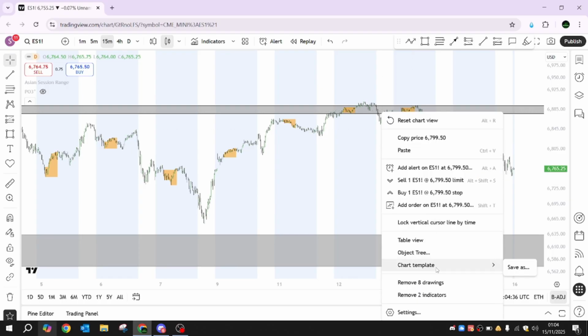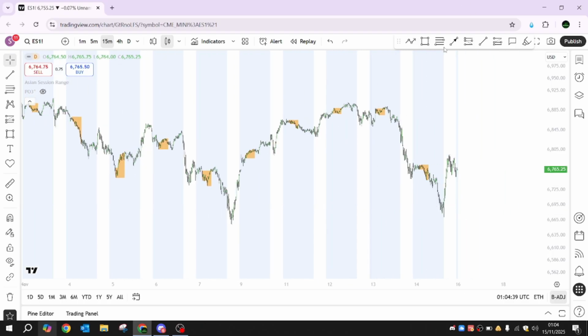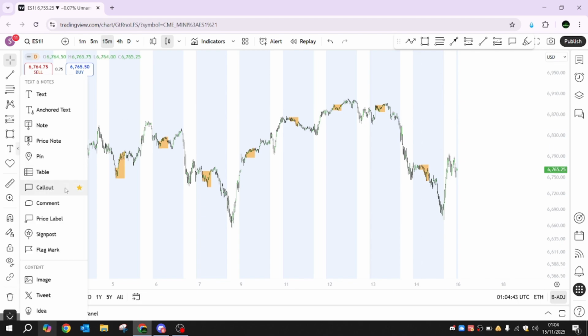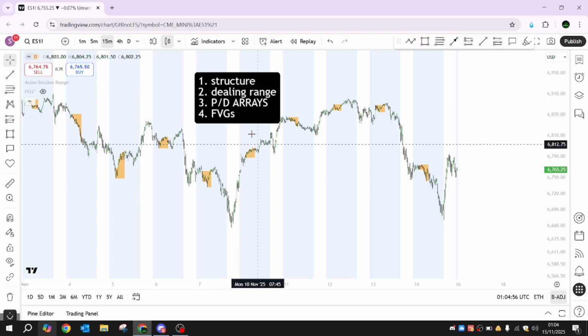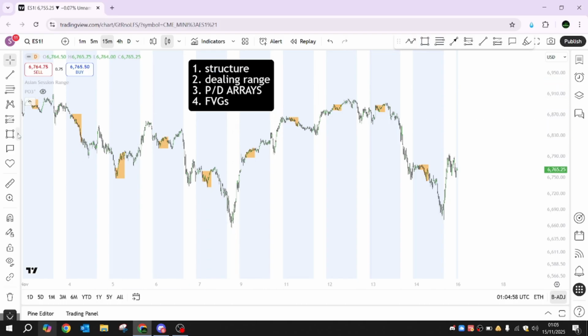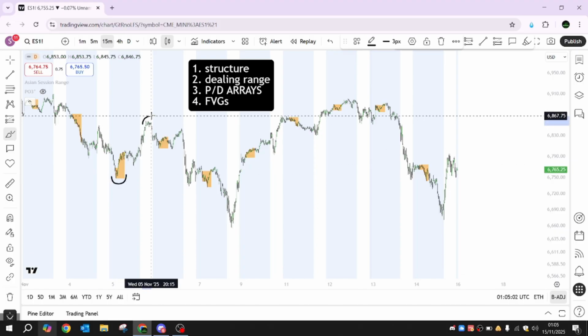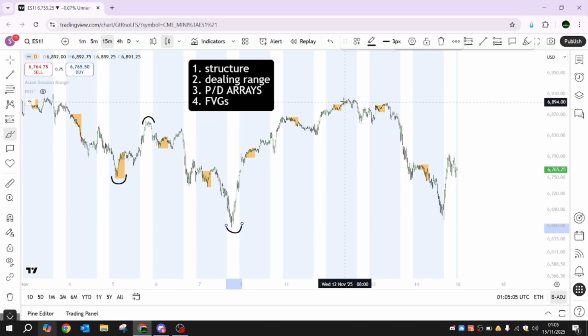On the 15-minute chart, again, I follow the same approach. The things I look for are market structure, dealing range, premium and discount, and then the last thing I look for is a fair value gap. From here, we see high, low, high, low, and then high over here.